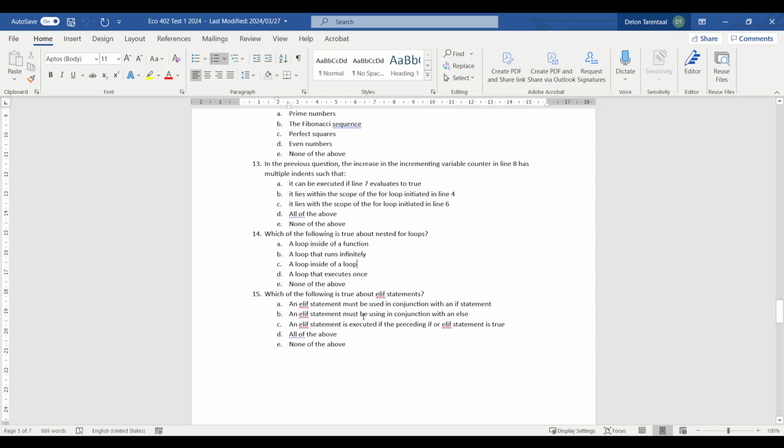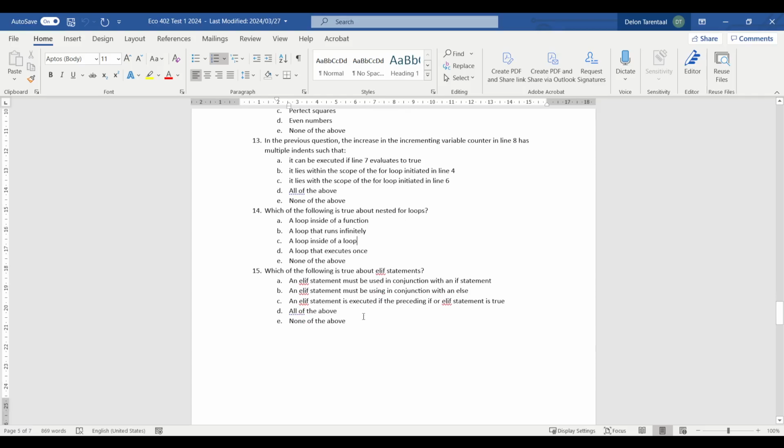And then 15, which of the following is true about elif statements? Technically, there's two. Okay, no. An elif statement must be used in conjunction with an if statement. That's true. An elif statement must be used in conjunction with an else statement. That is false. An elif statement is executed if the preceding if statement or elif statement is true. That is also false.